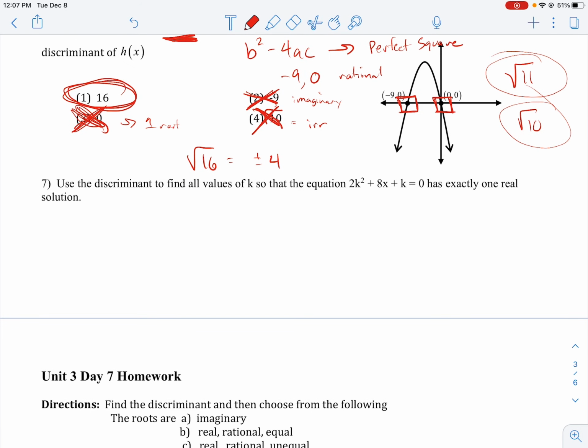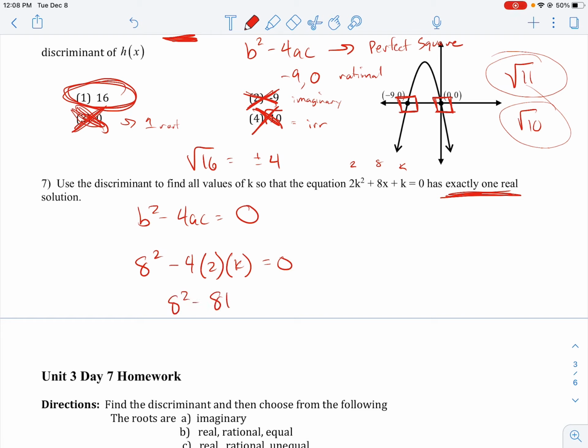Use the discriminant to find all values of k so that the equation 2k squared plus 8x plus k has exactly one real solution. So being said, my a value is 2, my b value is 8, and my c value is just k. What we're looking for is exactly one solution, so we want our discriminant to be equal to 0. Let's plug in the blanks here. 8 squared minus 4 times 2 times k equals 0. So I get 8 squared, which is just 64. 64 minus 8k is equal to 0.